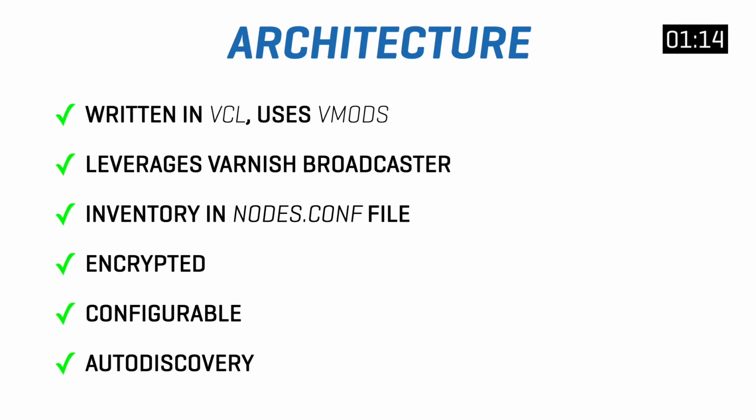VHA is entirely written in VCL and uses a collection of vmods. It also leverages the Varnish Broadcaster for message exchanges. Varnish Broadcaster is also part of the Varnish Enterprise suite of tools. The inventory of nodes that need synchronization are kept in a nodes.conf configuration file, which is also part of the Varnish Broadcaster. All messages are encrypted.